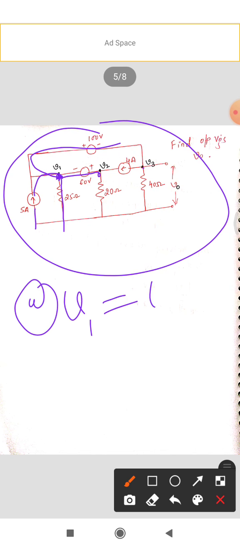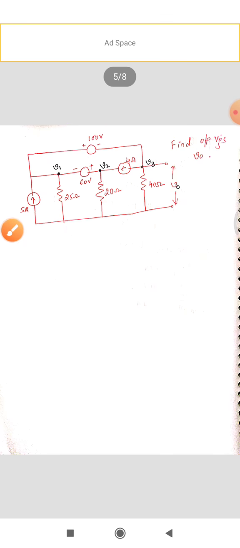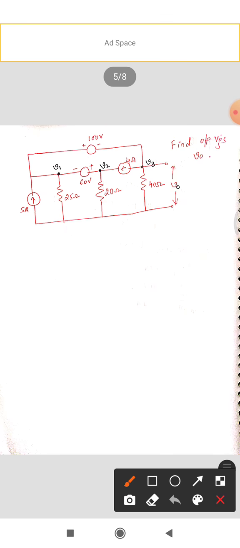At V1 you have 4 branches. Among that, one is a current source, another one is a resistance, and 2 are voltage sources. Those 2 voltage sources are not connected between that node and ground. Those are connected between 2 nodes, neither of which is ground. Then we have to consider super node analysis here.